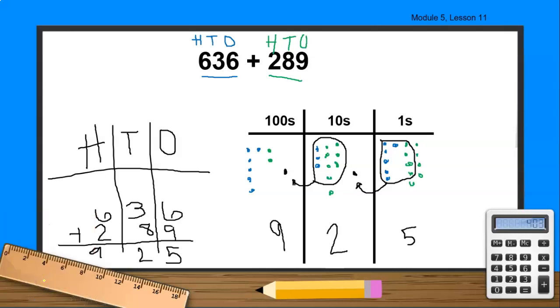Let's see. You notice that 6 ones plus 9 ones gives you 15. So you had 5 left over and you bundle and you put 1 ten on the tens. So I need to show that I bundle and I put a 1 in the tens place.